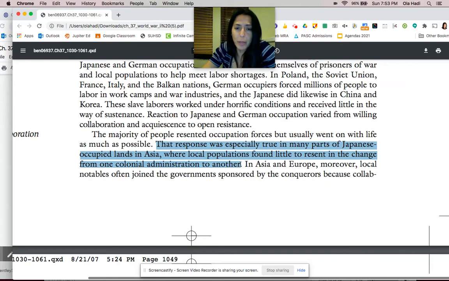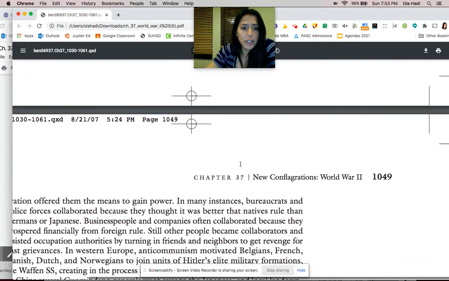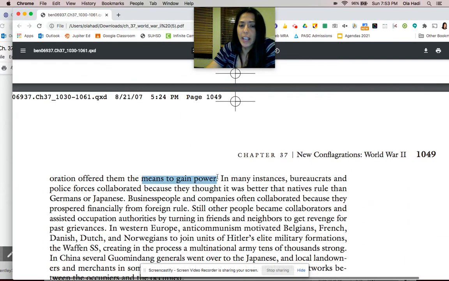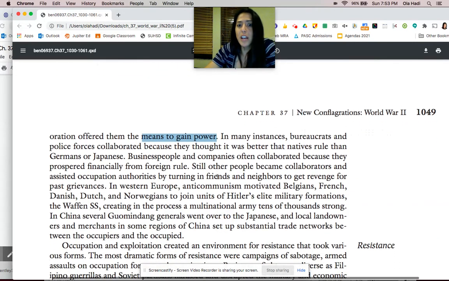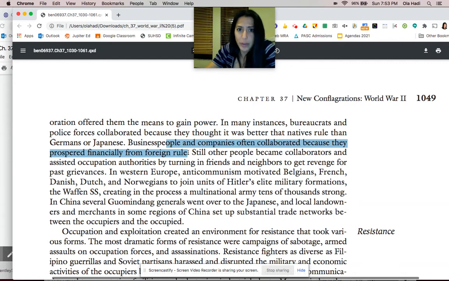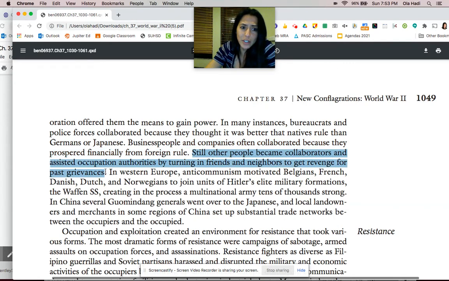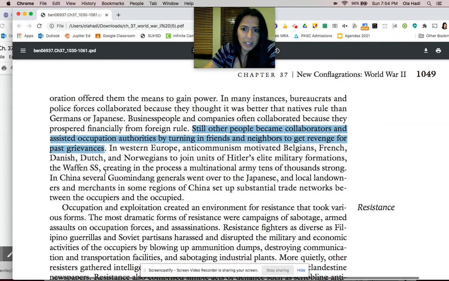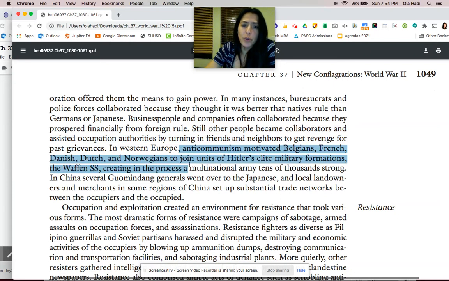Some parts of Asia, people felt like, well, the Japanese are just another occupying power. Sometimes people joined because they thought it was a way to gain power, that maybe it would benefit them. Sometimes they had the idea that it was better to collaborate than to be occupied militarily by the Nazis or by the Japanese. Others collaborated because they wanted to prosper financially. There was a financial benefit, or some had an axe to grind. Maybe they had been upset with their neighbor years ago, so they turned their neighbors into the Nazis or to the Japanese. Some parts of Europe were motivated by anti-communist sentiment, so trying to stop the rise of communism.